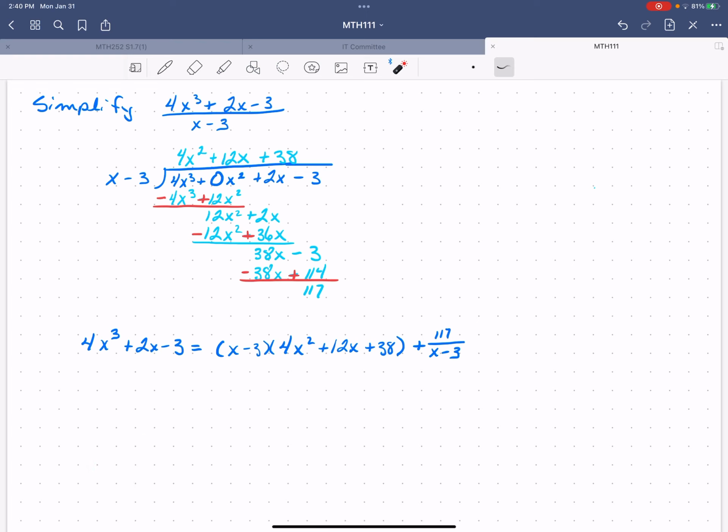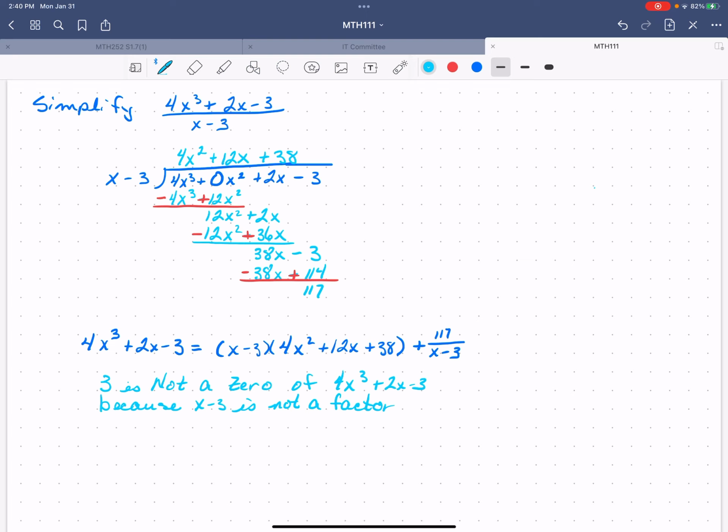Now this also, though, remember, means that 3 is not a 0 of this polynomial, because x minus 3 is not a factor of 4x to the third plus 2x minus 3. Because the division did not give us a remainder of 0.